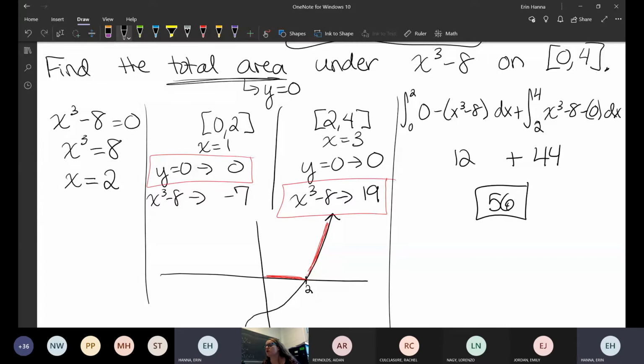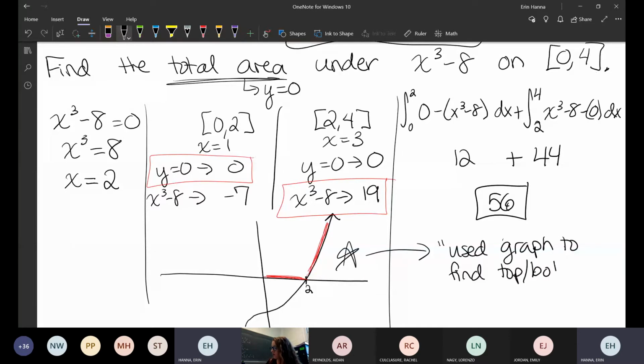You don't have to draw the graph if you do the algebraic way. If you don't do the algebraic way, so if you want to use the graphical way but you don't want to draw it, I at least need you to say "used graph to find top/bottom." I know that seems silly, but I need you to tell me that you know that you had to find which one was on top and which one was on the bottom.